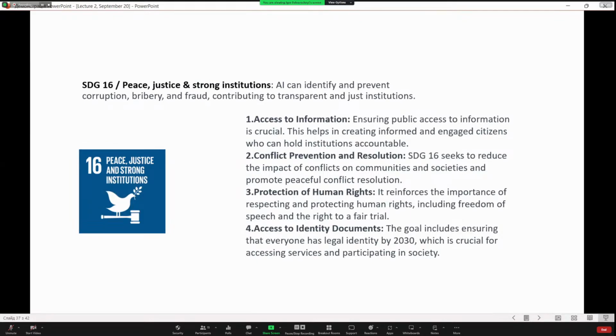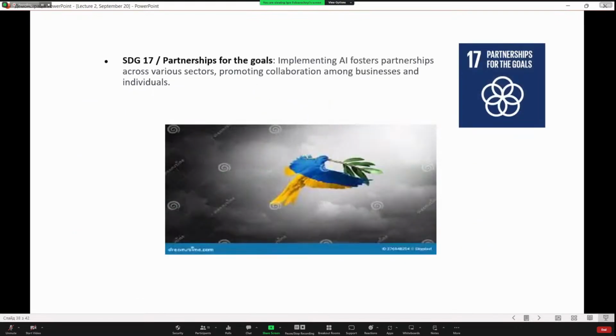Another question is peace, justice, and strong institutions. We should prevent our life from corruption, to contribute to the development of just institutions. So we should have really open access to information, and AI will help us in that to create an informed base for citizens and for institutions, to prevent a lot of conflicts and help people in the world to defend their human rights. And also, we should remember about freedom of speech, and it's very important.